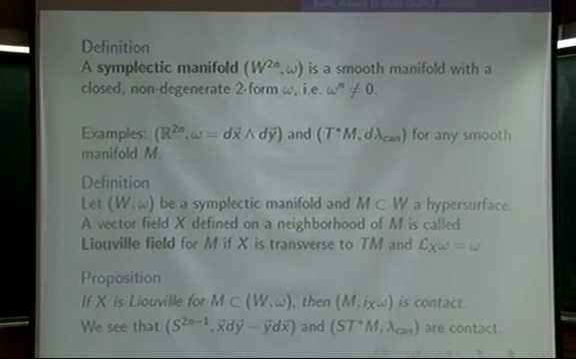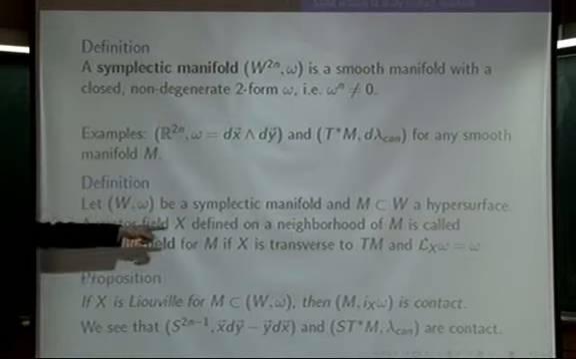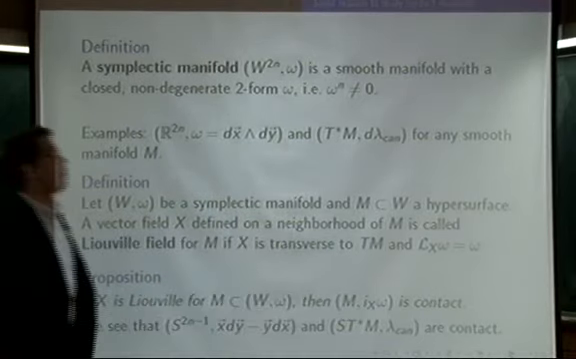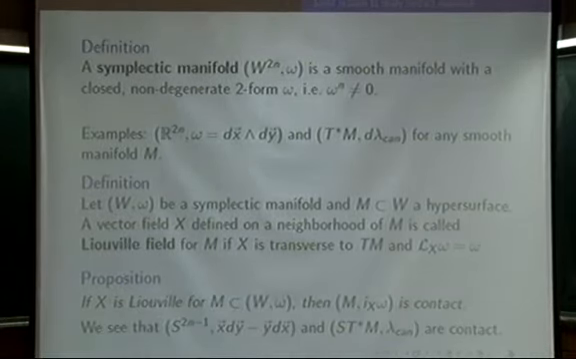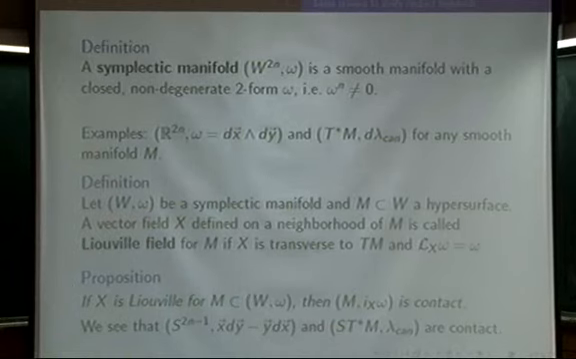Okay, so now what is the relation between symplectic and contact? Well, here's one relation. Take a symplectic manifold and take a hypersurface. Now suppose that there is a vector field that is transverse to this hypersurface, and that expands the symplectic form in this way. So the Lie derivative along the vector field of the symplectic form is the symplectic form.